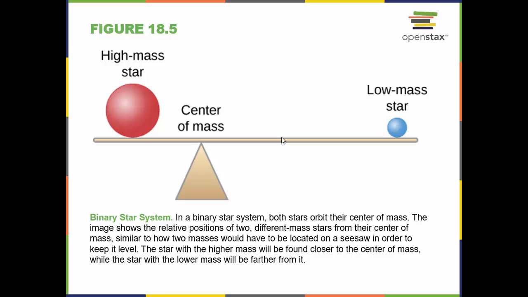But since the high mass star is a higher mass, if we wanted to balance these so that the seesaw would remain horizontal, what we'd have to do is move this point called the fulcrum closer to the high mass star. So you can think of the center of mass as being the place where you would balance the mass of these two stars. So the high mass star would be closer to the center of mass, and the low mass star would be further away. And they both orbit around this center of mass.